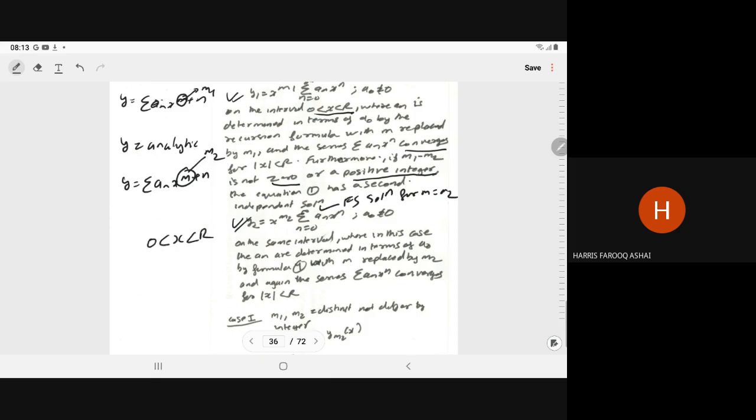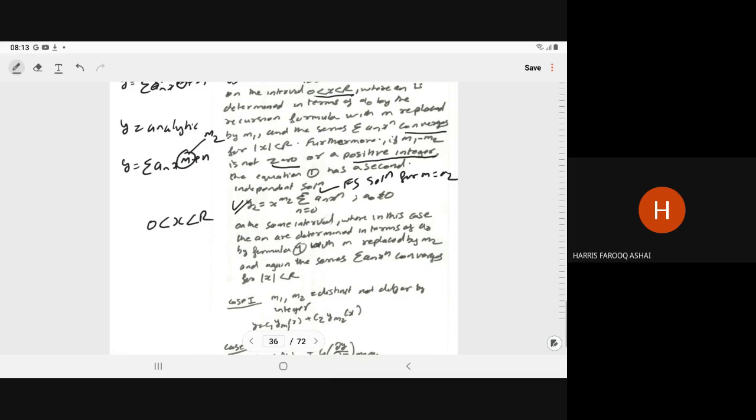Now in this case, again the a_n are determined in terms of a_0 through the recurrence relation. In the last example you have seen, we can put m equal to m2. So in the formula of the recurrence relation, m is replaced by m2, and it is convergent for |x| less than r.